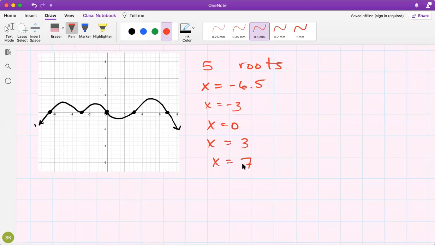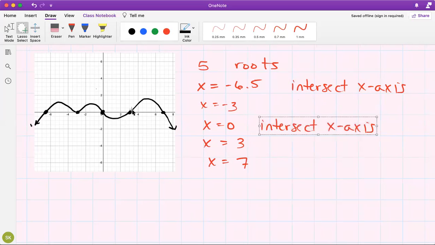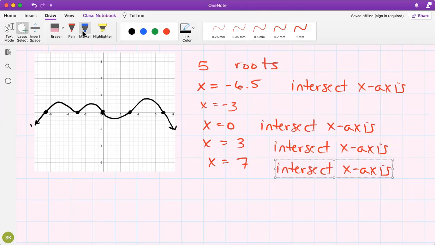Let's figure out if we touch and go at any of these roots, or if we just intersect the x-axis at these roots. So at -6.5, I intersect the x-axis. In fact, I'll copy this because we're going to intersect a lot. Here I touch and go. Here I intersect. Here I intersect. And here I intersect. It's only at -3 that I touch the x-axis, but I don't intersect.